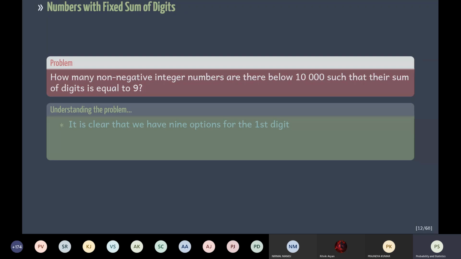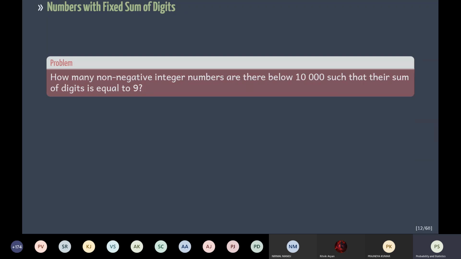Okay, so this is another problem that we had. How many non-negative integer numbers are there below 10,000 such that the sum of the digits is equal to 9? So how many non-negative integer numbers are there below 10,000 such that the sum of the digits is equal to 9? Below 10,000, right?